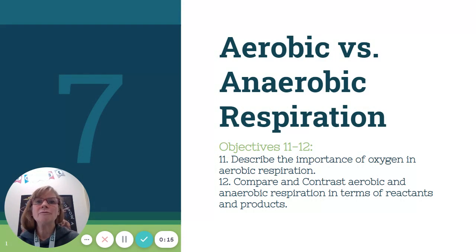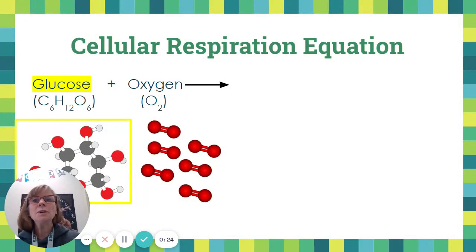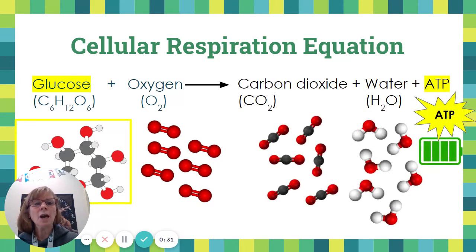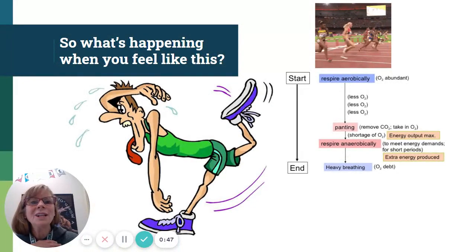By now, you should have read your packet on making ATP, and I'm going to review and go over that with you right now. So we've spent a lot of time talking about glucose, and with the presence of oxygen, we get carbon dioxide, water, and ATP produced as a waste product. The big takeaways are that glucose molecules are transferred into molecules of ATP that are used by our cells for energy. So what happens when you feel like this?